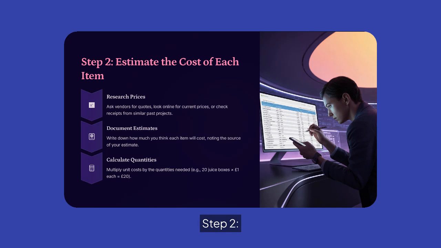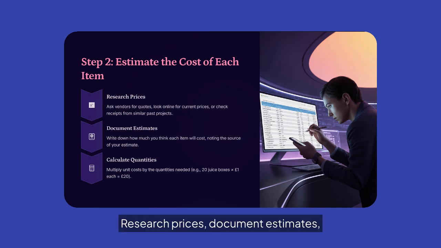Step 2. Estimate the cost of each item. Research prices, document estimates, and calculate quantities. This ensures accurate budgeting and helps in planning effectively.